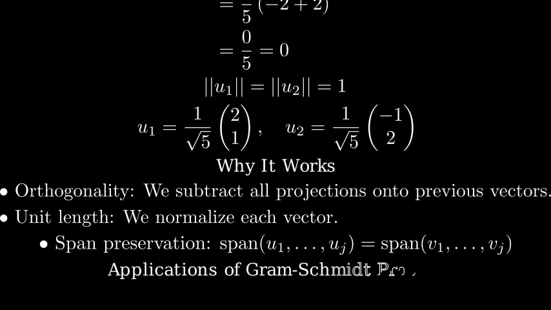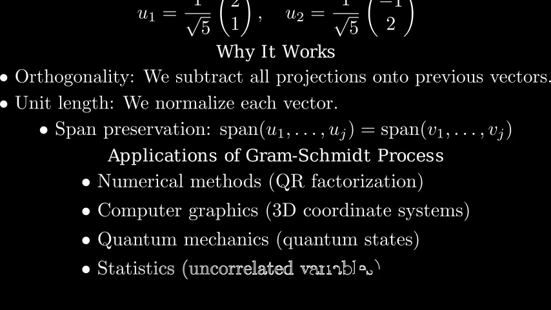The Schmidt process is a powerful tool in linear algebra with applications in many areas, including numerical methods, computer graphics, quantum mechanics, and statistics. By transforming arbitrary, linearly independent vectors into an orthonormal basis, it allows us to work with more structured and well-behaved vector spaces.